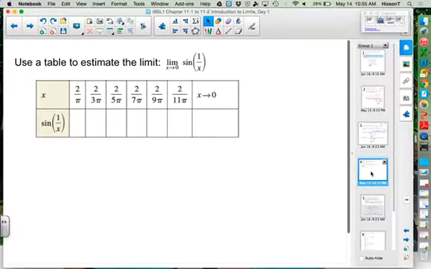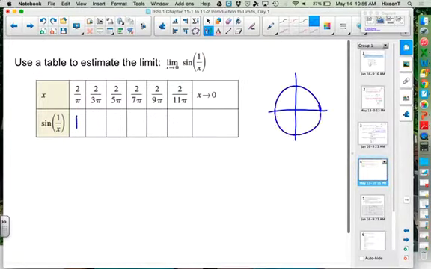And you guys don't need your calculator for this either, because you know your unit circle. Here's the limit: the limit as x approaches 0 of sine of 1 over x. They set up the table for us pretty nicely. If I take 1 over 2 over pi, what is that? 1 over 2 over pi is pi over 2, right? What's the sine of pi over 2? 1. Think unit circle. Pi over 2 is right here.